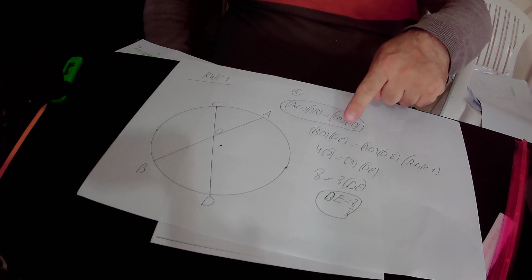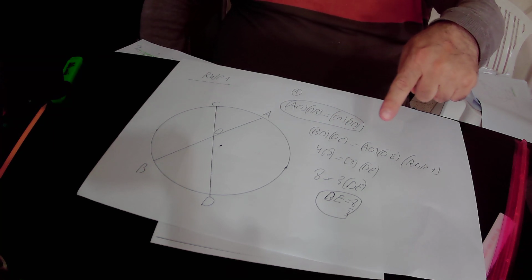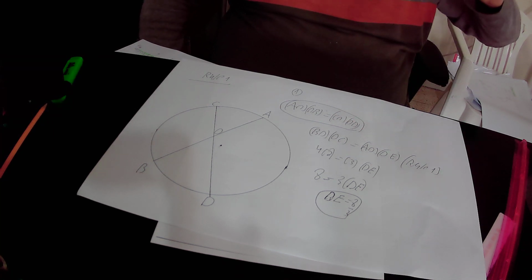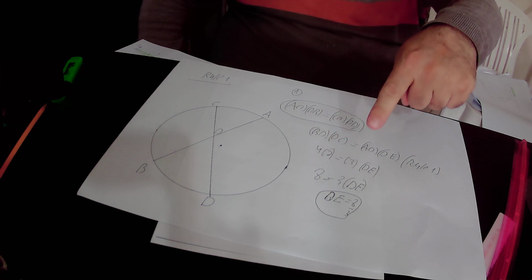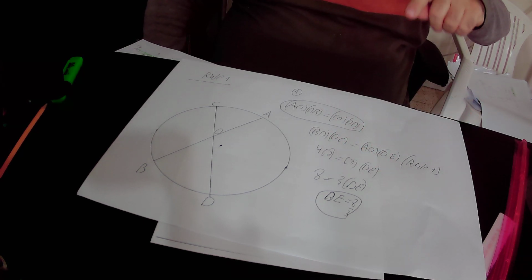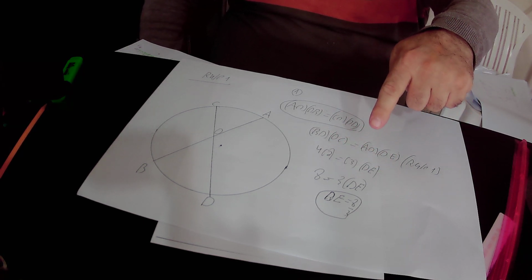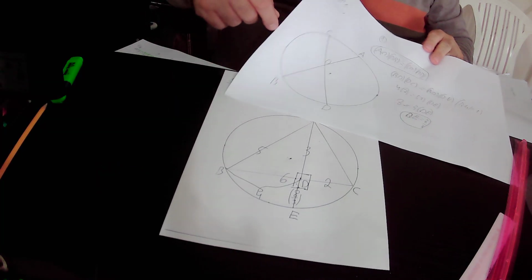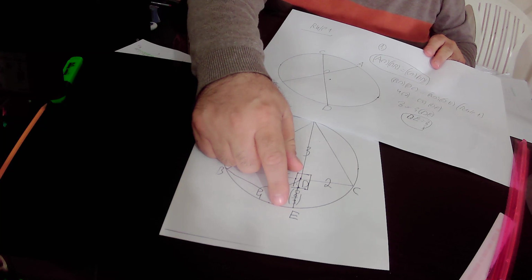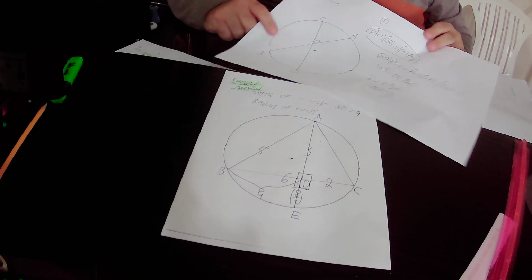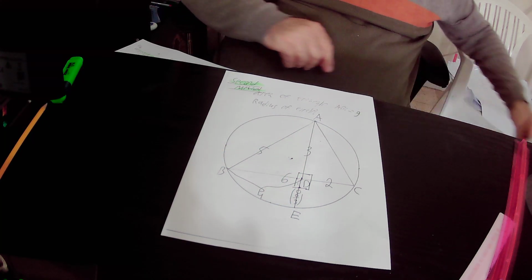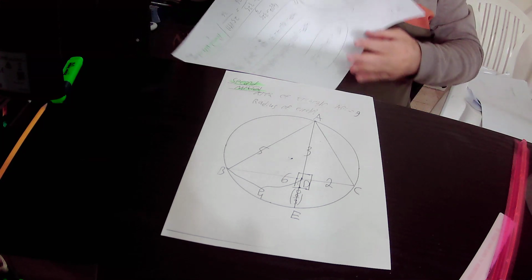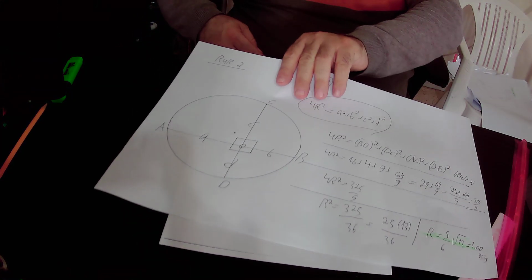BD equals 4, DC equals 2, AD equals 3, and DE is the missing line segment. So 4 times 2 is 8, and 8 equals 3 times DE. We divided this equation by 3 and found that the missing line segment DE equals 8 over 3 units. Then I presented to you rule number 2, and we implemented rule number 2 in our drawing.